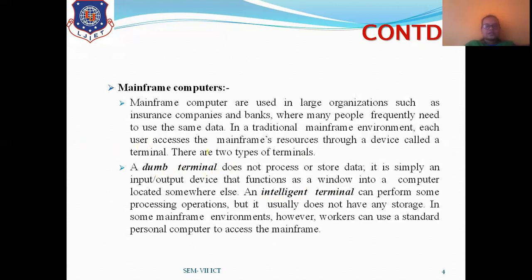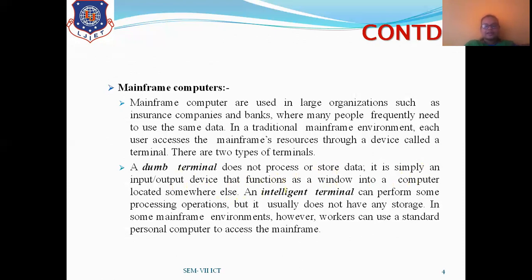Now, what does a dumb terminal do? A dumb terminal does not process or store the data which is on the server. It only shows the data, where it is located and where it can be found. Clear? So the dumb terminal does not process or store data. It is simply an input and output device that functions as a window into a computer located somewhere else.